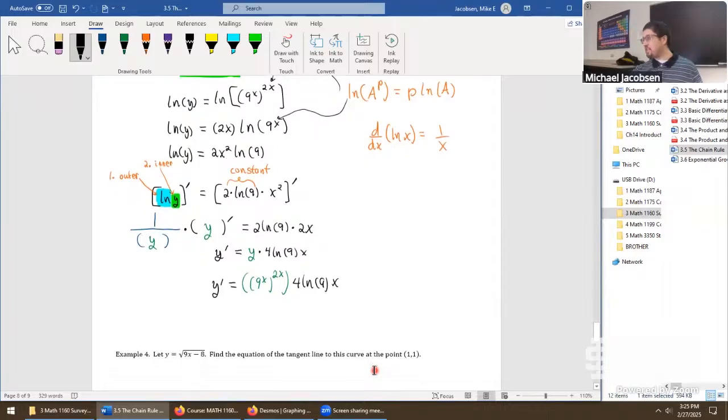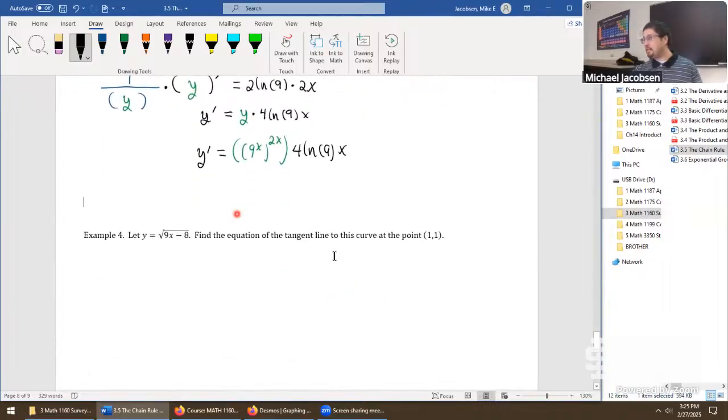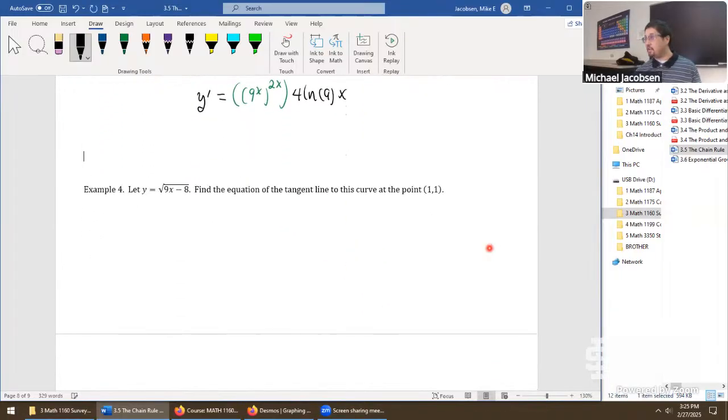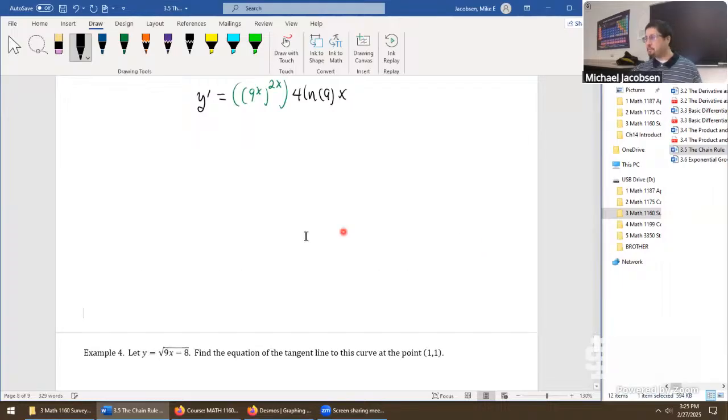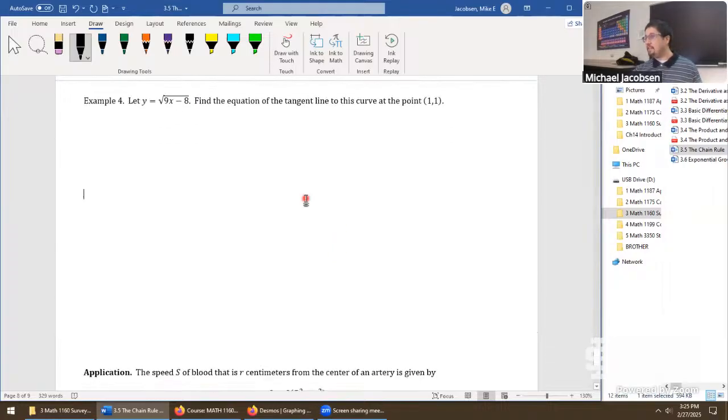Okay, so for our next one to look into, this one's kind of a throwback from a while ago. We have a function y equals square root of 9x minus 8. And all we want to do on this function is find the equation of the tangent line at the point 1, 1.